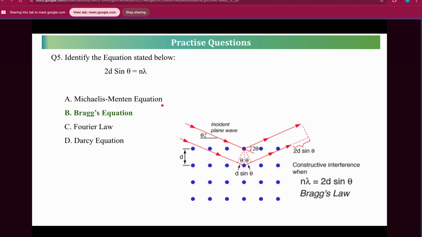If we talk about the Michaelis-Menten equation, this is involved in enzyme kinetics, so it is not that. Then comes Fourier law, which is also not involved. Darcy equation, these are different equations. So the right answer was Bragg's equation.